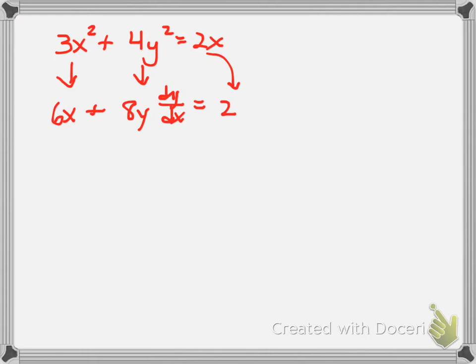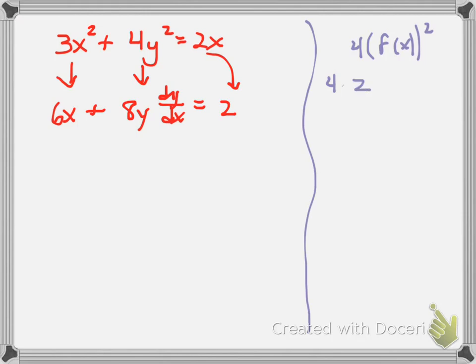This is probably the last time I'll show you why this has to be, but if we take that approach that 4y squared is really 4 f of x squared, then you have the chain rule going on here, right? So you have 4 times 2 f of x to the first times the derivative of f of x, which is f prime, right? Well, if you look carefully, this is basically 8y, because remember, f of x and y are the same thing. And then f prime is dy/dx.